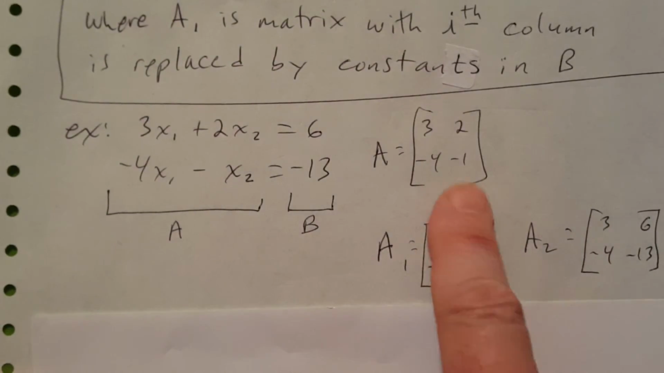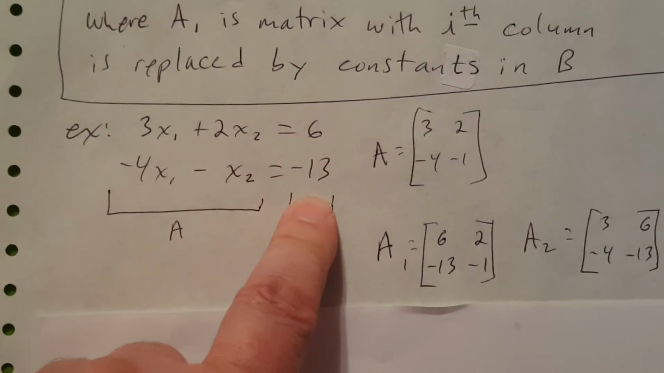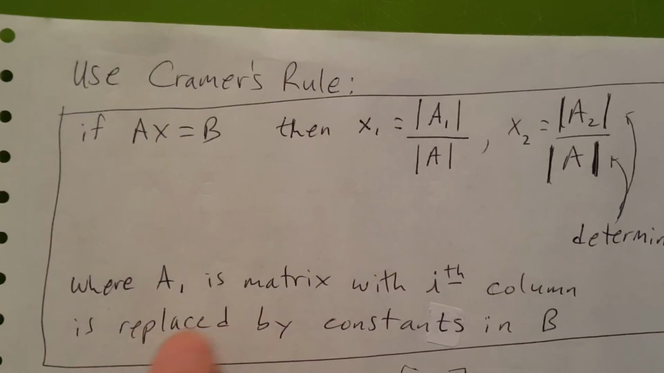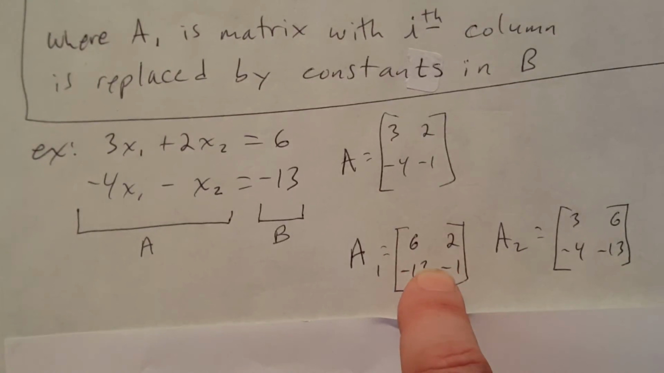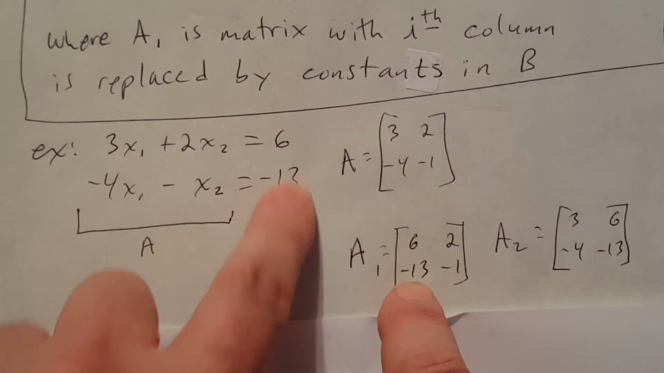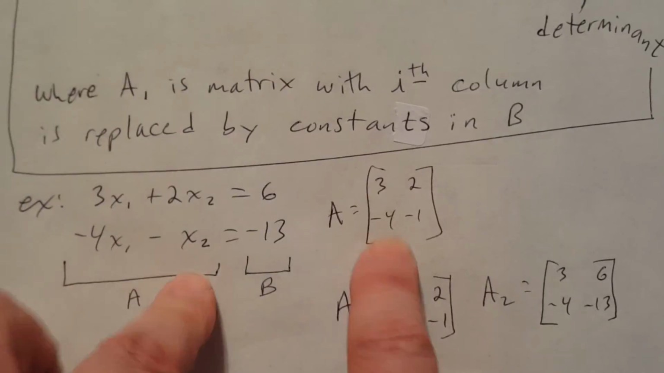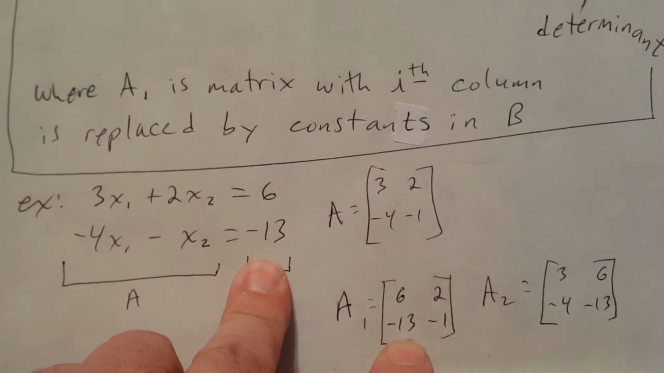A1 looks exactly like A, except the first column is replaced by B, where A is a matrix with the ith column replaced by the constants in B. First we're going to do the first column. We replace the first column with B. It was 3, -4 in A, but now it's 6, -13 because we replaced the first column with B.